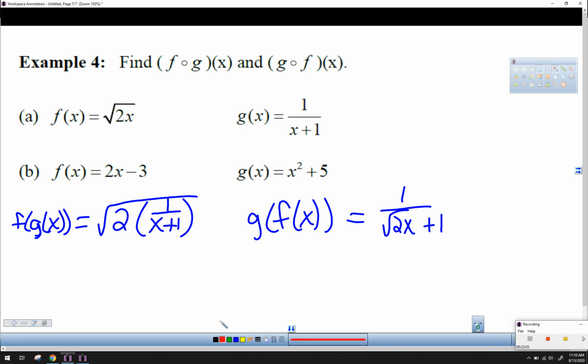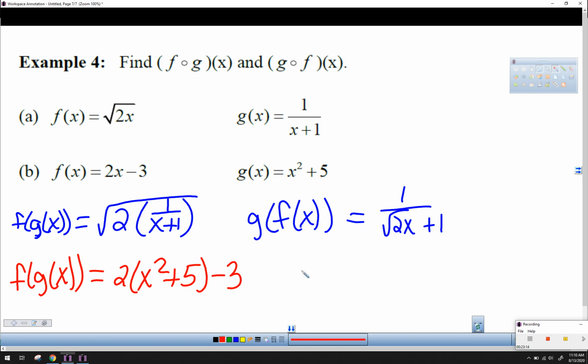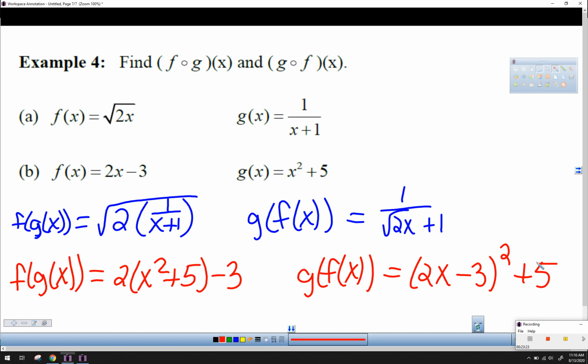All right, for part B, f of g of x, so take the g function, plug it into f, so that would be 2 times (x squared plus 5), don't forget the minus 3. And then g of f of x will be the f function, so that would be the square root of (2x minus 3) squared plus 5. Okay?